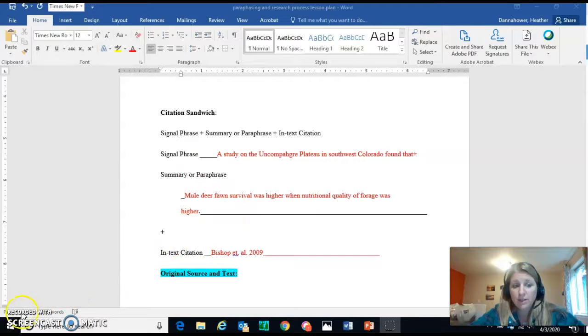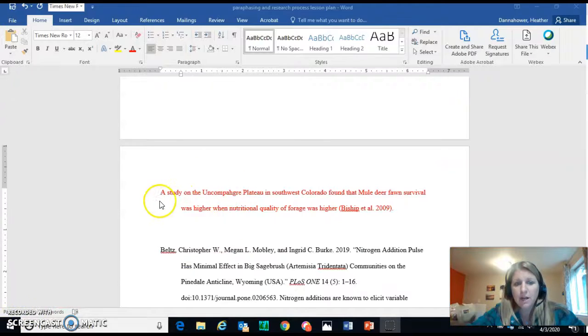So let me show you what that looks like. You put all that together and your sentence would look like this. A study on the Uncompahgre Plateau in southwest Colorado found that mule deer fawn survival was higher when nutritional quality of forage was higher. Bishop et al. 2009, in parentheses with the period after the citation. So that's pretty simple, right?